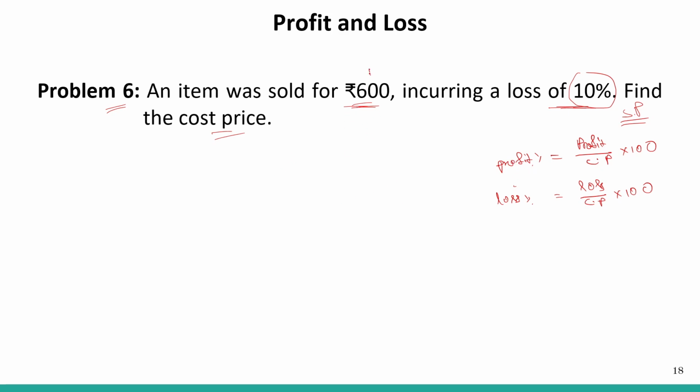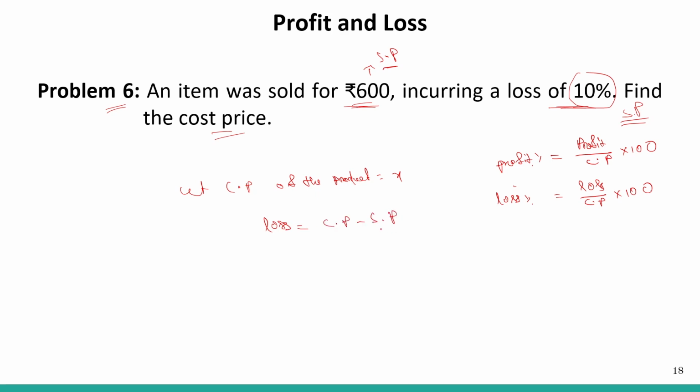So the selling price was this much, incurring a loss of 10%. Find the cost price. Let the CP of the product be equal to X. This is the amount that was paid to get the item, so this is the cost price of that item. It tells us that it incurred a loss of 10%. So loss is equal to CP minus SP.